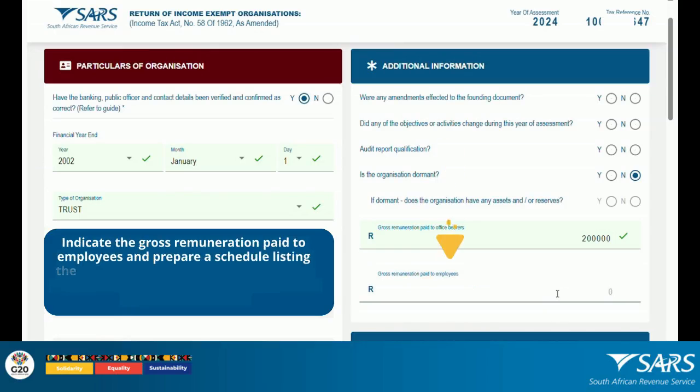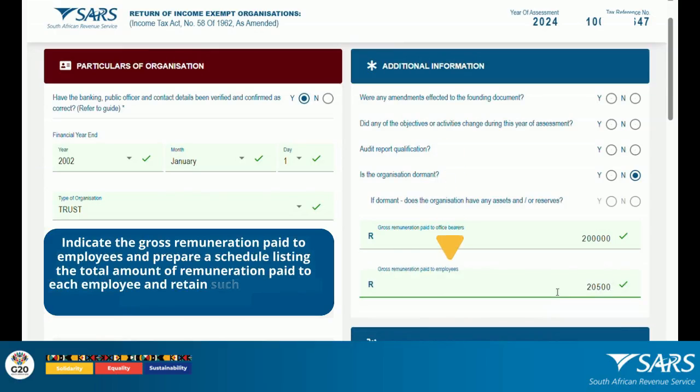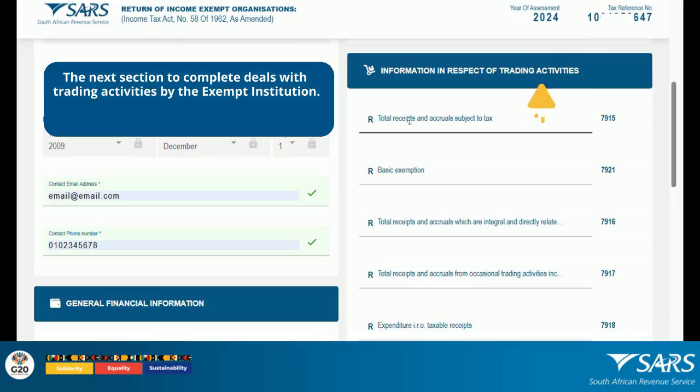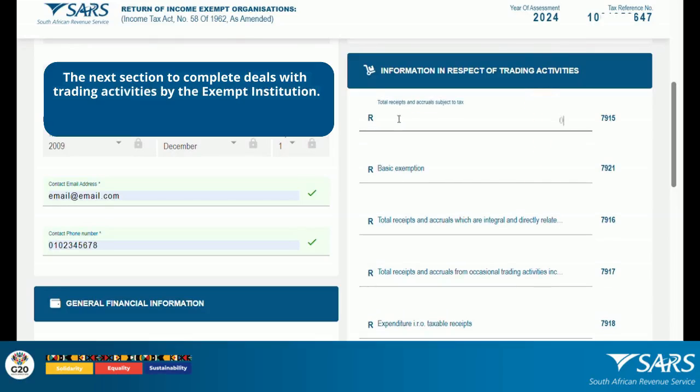Indicate the gross remuneration paid to employees and prepare a schedule listing the total amount of remuneration paid to each employee and retain such schedule for a period of 5 years. The next section to complete deals with trading activities by the exempt institution.